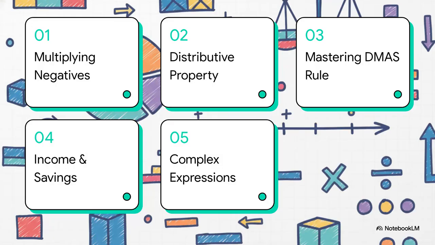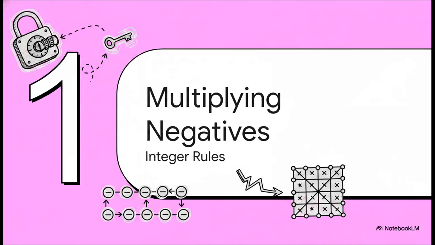All right, here's our game plan for today. First, multiplying negative integers. Then, the distributive property. After that, mastering the DMAS rule, followed by income and savings fractions, and we'll wrap it all up with simplifying complex expressions. Okay, part one, multiplying negative integers.